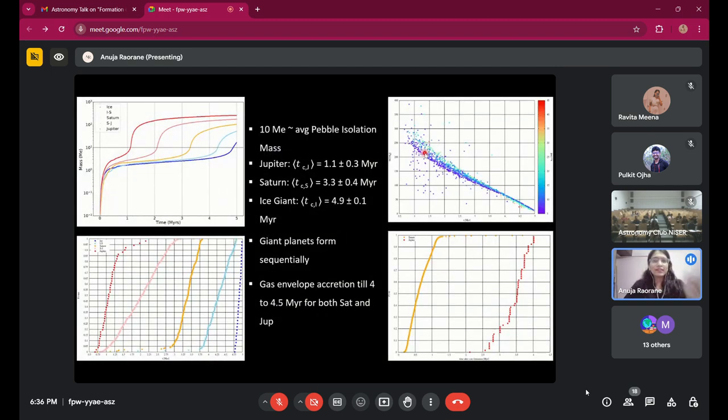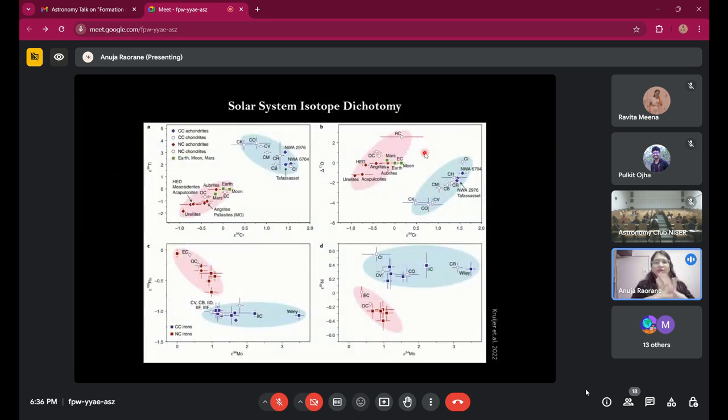Before I discuss the implication, I want you to understand one very basic but important concept in the solar system, called the solar system isotope dichotomy. I won't go into detail about how these graphs are made. But these are isotope graphs, of different isotopes of the same element or different elements, showing the abundances of these particular elements plotted against one another. And you can see that there are two different groups.